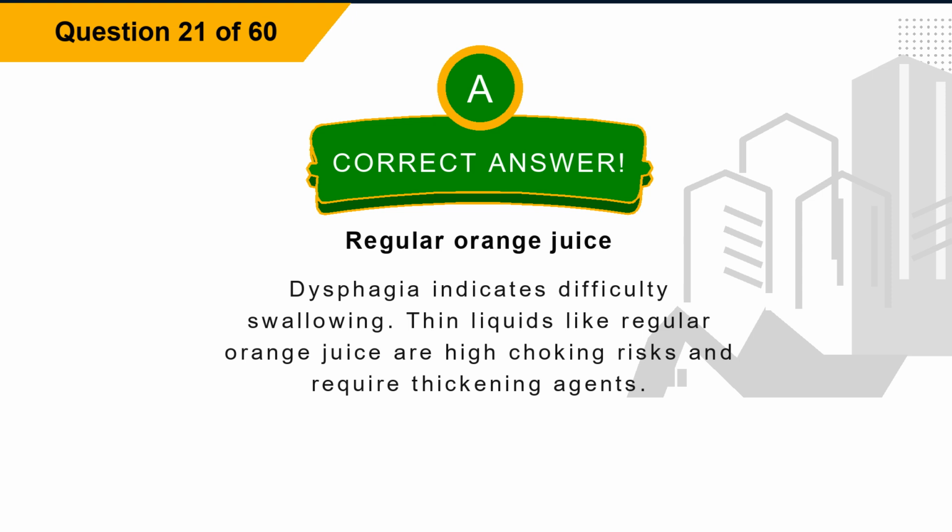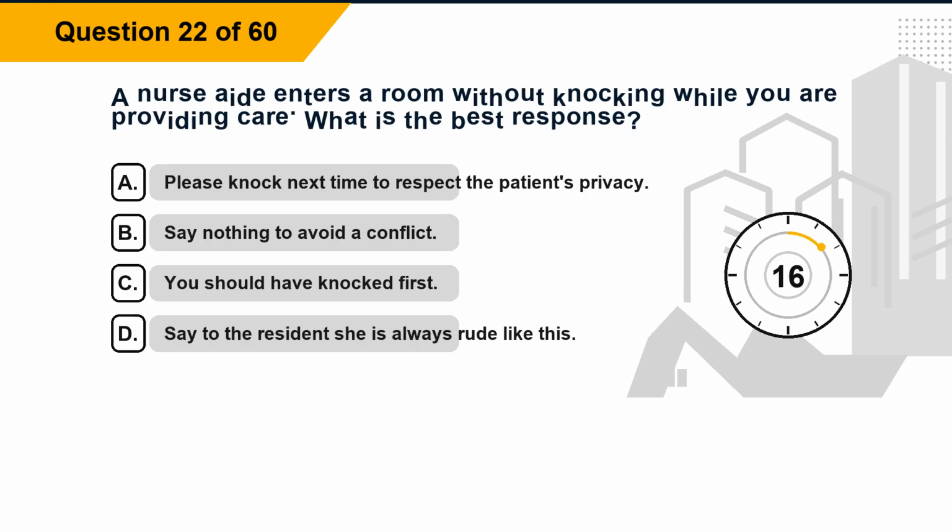Regular orange juice. Explanation. Dysphagia indicates difficulty swallowing. Thin liquids like regular orange juice are high choking risks and require thickening agents. Question 22. A nurse aide enters a room without knocking while you are providing care. What is the best response?